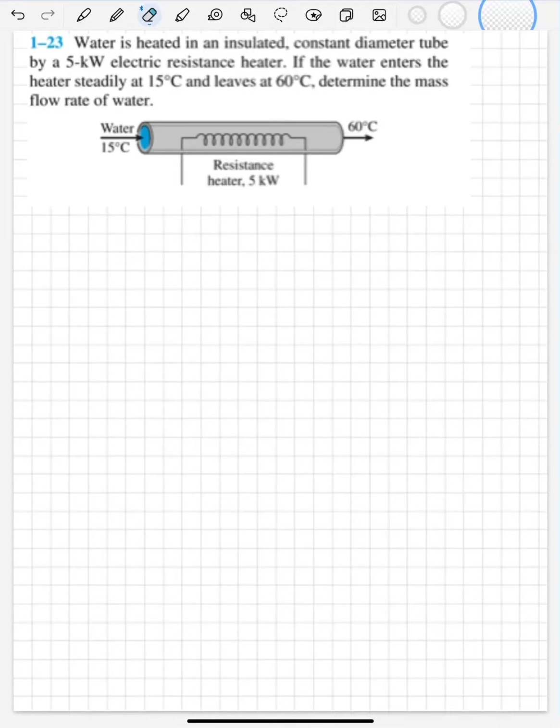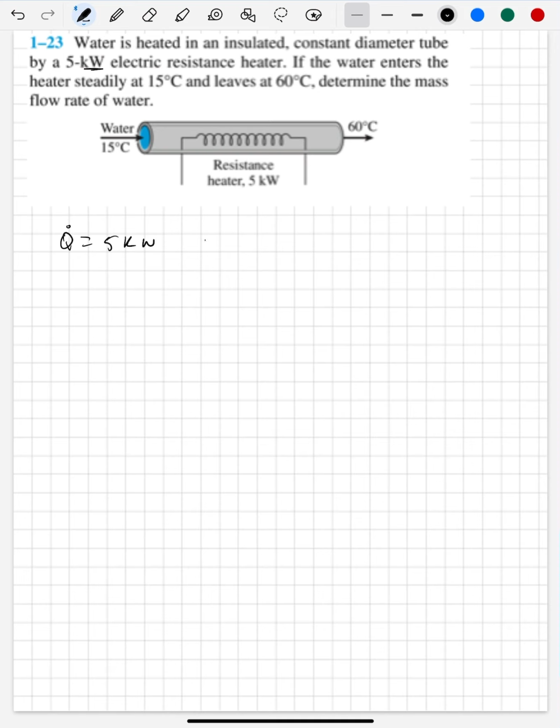Let's do one more problem. In this case, we have water which has been heated inside an insulated, constant-diameter tube. We're given that this is a 5 kilowatt electric resistance heater. Hint right there: that is Q dot equal to 5 kilowatts. Another thing is that it enters at 15 degrees Celsius and it leaves at 60 degrees Celsius.